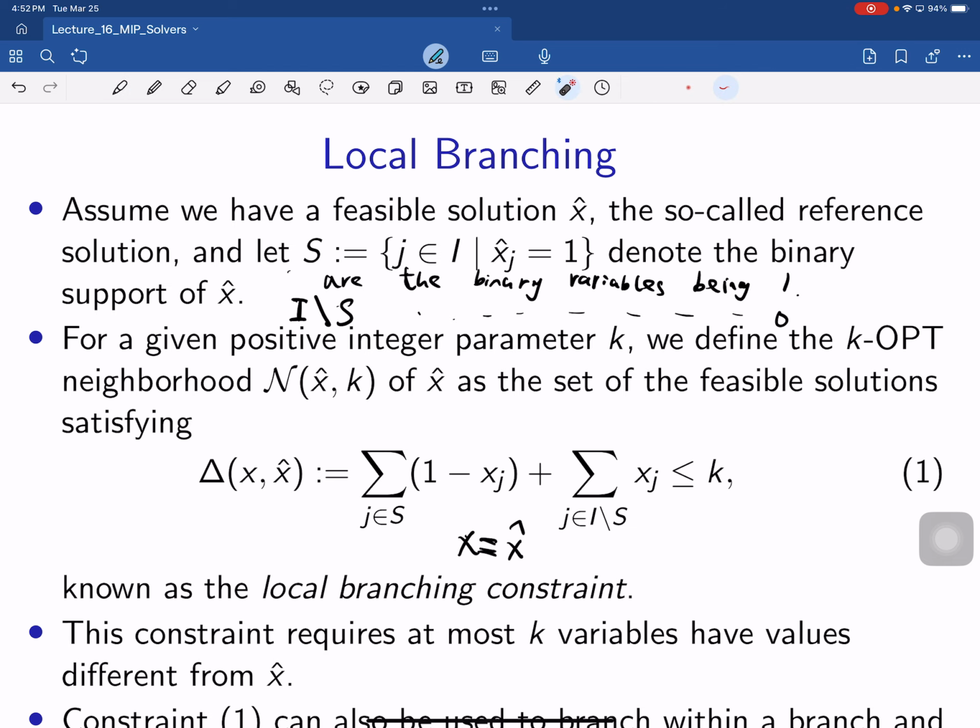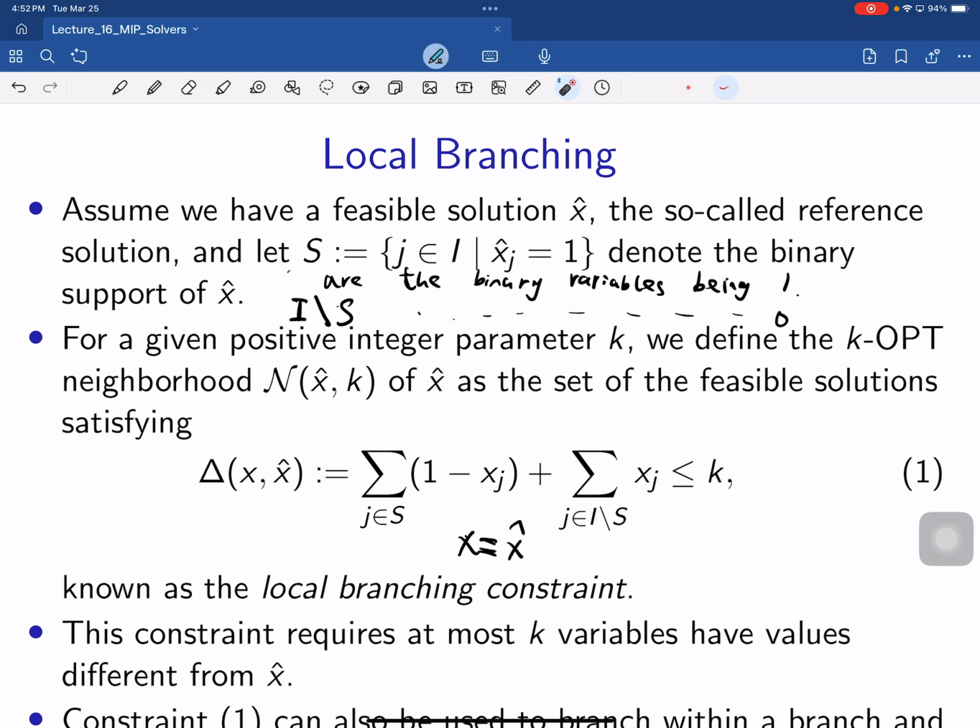0. It's 0, right? Because in x hat, all the j in set S equal 1, so all these terms are 0, and the j's that are in the set I not in S would be 0, right? So when x equals x hat, this part will be 0.